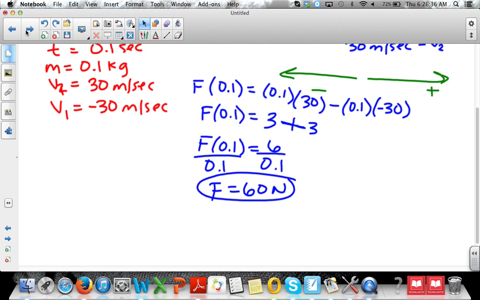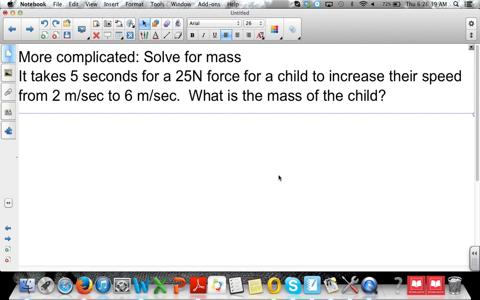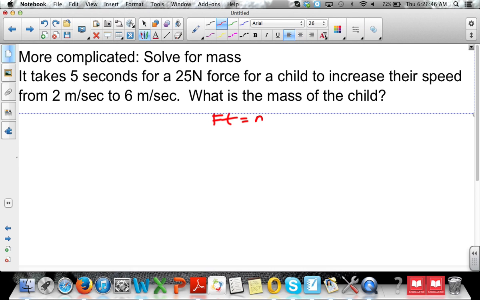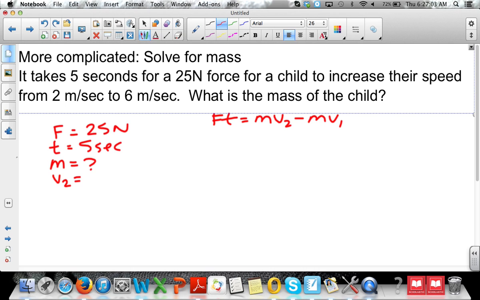Then the other one, I want to go over a more complicated math problem. So let me write out my formula again. I always want to write that just so I have it in front of me. So F, 25 newtons. T, it took 5 seconds. M, that's what I don't know. V2, I ended up at 6 meters per second. V1, started at 2 meters per second.